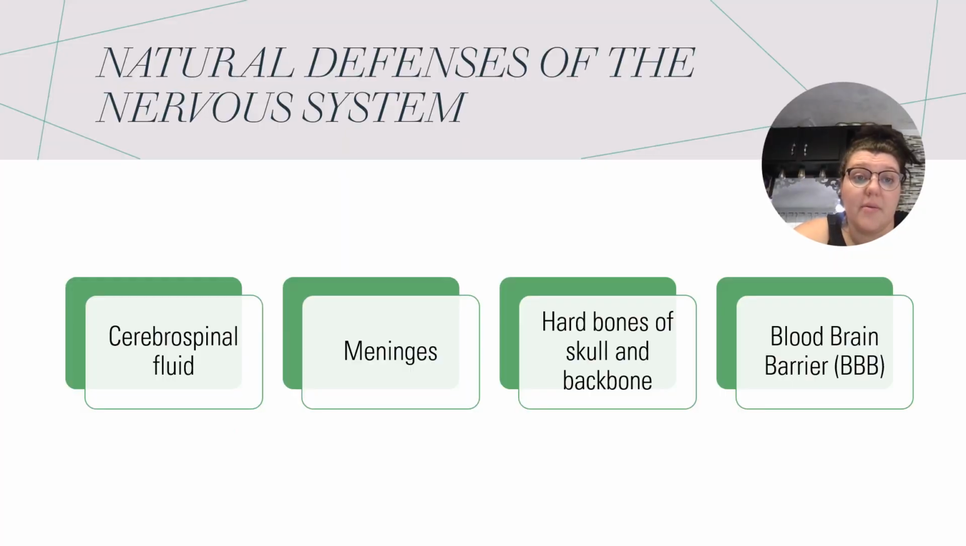So next we're going to talk about some natural defenses of your nervous system. These are the things that keep everything in check, like your little army defending the base. We have our cerebrospinal fluid, meninges, the hard bones of the skull and backbone, and the blood-brain barrier, which you'll see abbreviated as BBB.